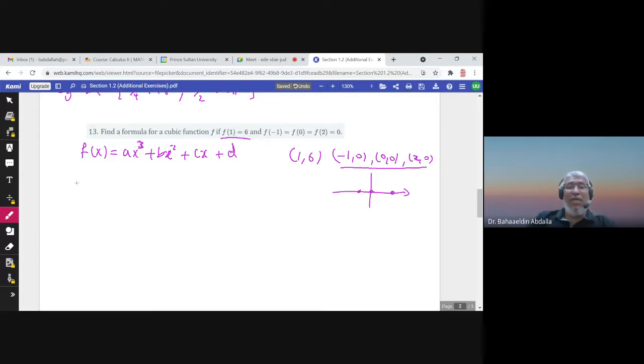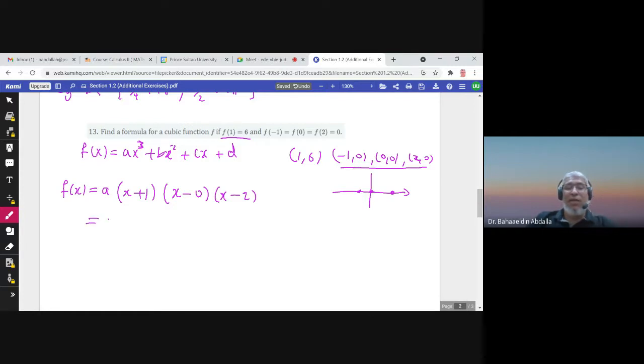So I can say that the function f of x equals a, which is the leading coefficient, times x minus the first zero. -1 is a zero of this function, because we have -1 and 0. So if you replace x by -1, y should be 0. So x minus minus 1, or x plus 1, is a factor of this polynomial. And also x minus 0 and x minus 2. Since the three x-intercepts are given here, we know that f of x must have this form.